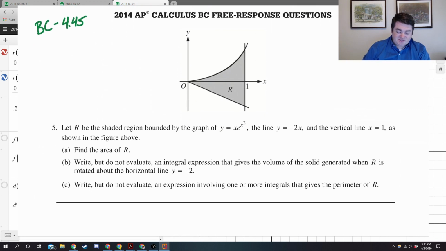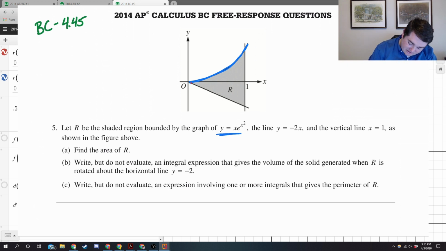Okay. The other problem that was different on the BC exam was number 5. This had an average of 4.5 points. It says let R be the shaded region bounded by the graph of y equals x e to the x squared. So that's going to be this exponential graph here. The line y equals negative 2x, that's going to be this straight line right here. And the vertical line x equals 1, this vertical line here, as shown in the figure above.